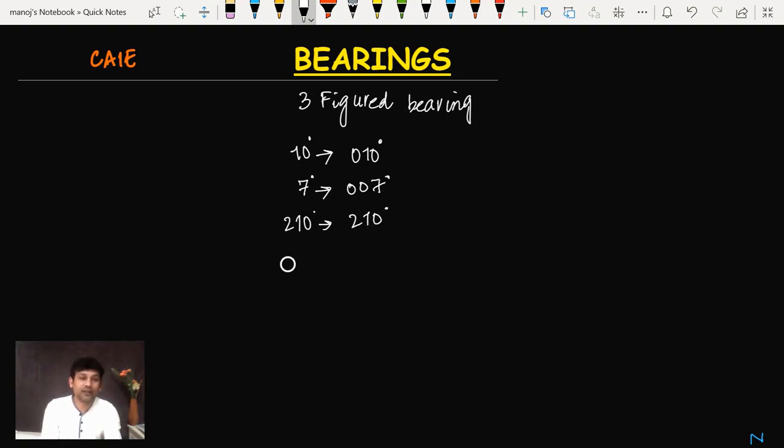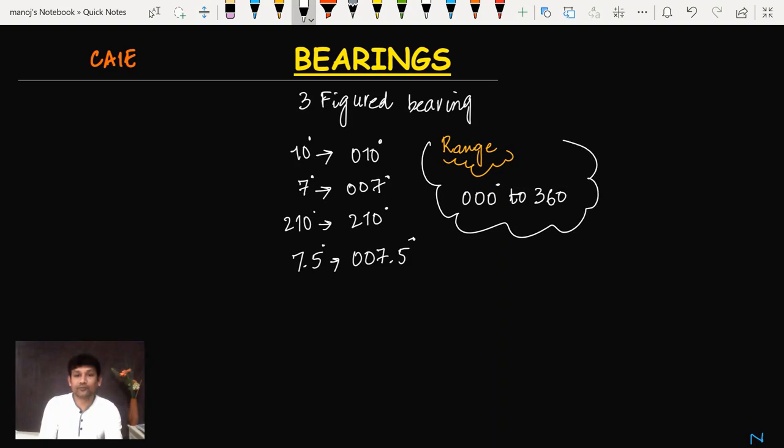But when your answer is in decimal, like 7.5 degrees, you have to write 007.5. That means you write the three figures before the decimal. This is the three-figure bearing. After that, we should know the range of the bearing, the range for giving the answer in the exam. As it is a three-figure bearing, the range is from 000 degrees to 360 degrees.